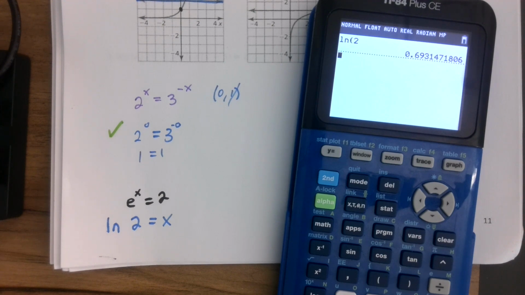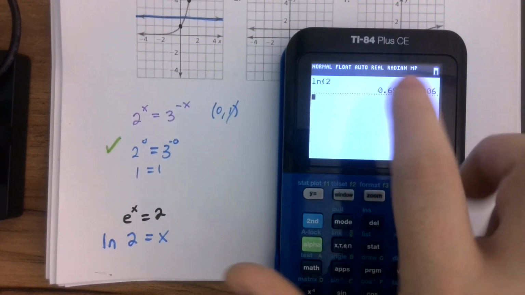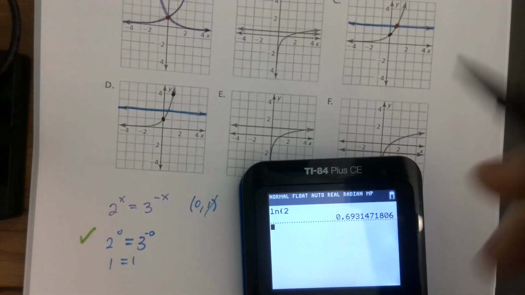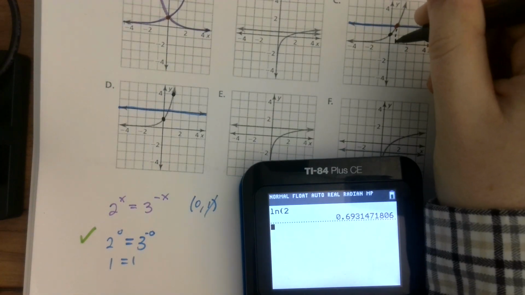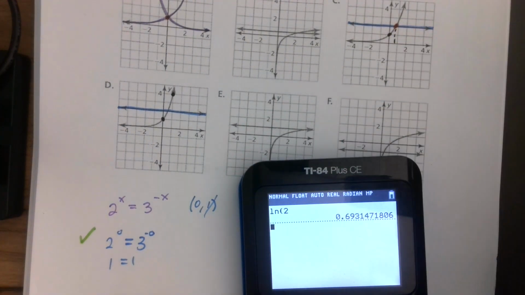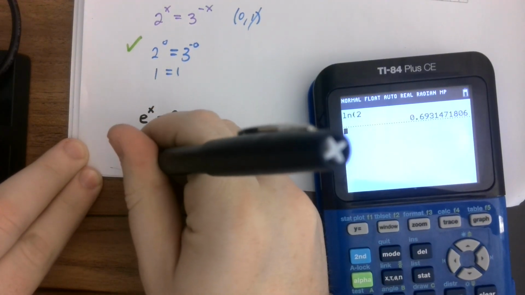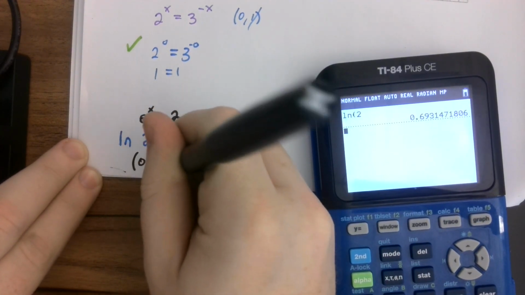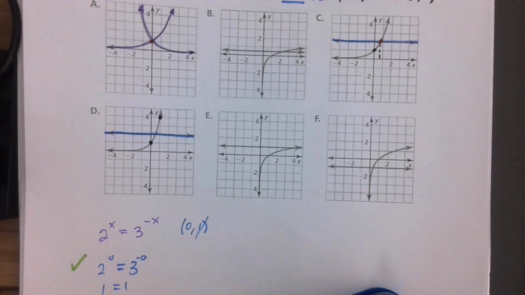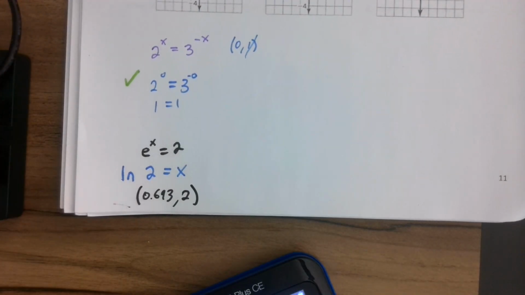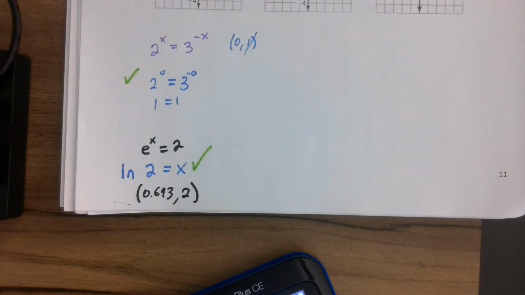Does that seem to match our graph? Does our graph seem to cross an x value of around 0.7? I'd say it's pretty 0.7-ish, right? It's about 3/4 of the way there-ish, maybe 2/3. I think we have found our winner. I think that we have just found that the point is 0.693, comma, what's the y value? Well, since it equals 2, we know the y value has to be 2. I think we found our point. We could pretty much call that a check.